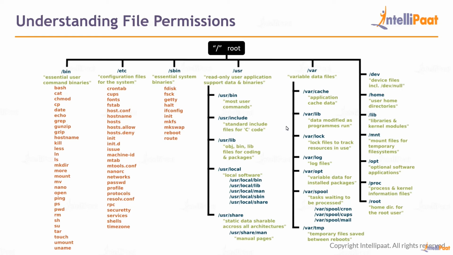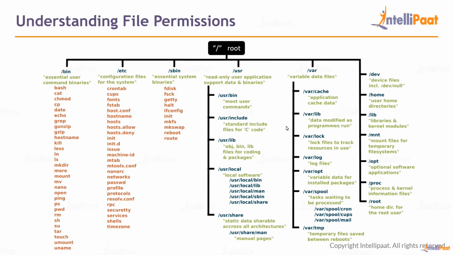And then /mnt is basically for mounting. If a new file system is getting mounted to the system, you can find it in the /mnt directory. Then again, opt is there, proc is there, and finally root is there, the home directory for the root user. So even under root, there is a folder called root. Under that folder, you will find some subdirectories again, and that is the home directory for the root user. So normally for a user like IntelliPaat, the home directory is under /home, but for the root user, the home directory is /root. So that's what we'll have to look at.